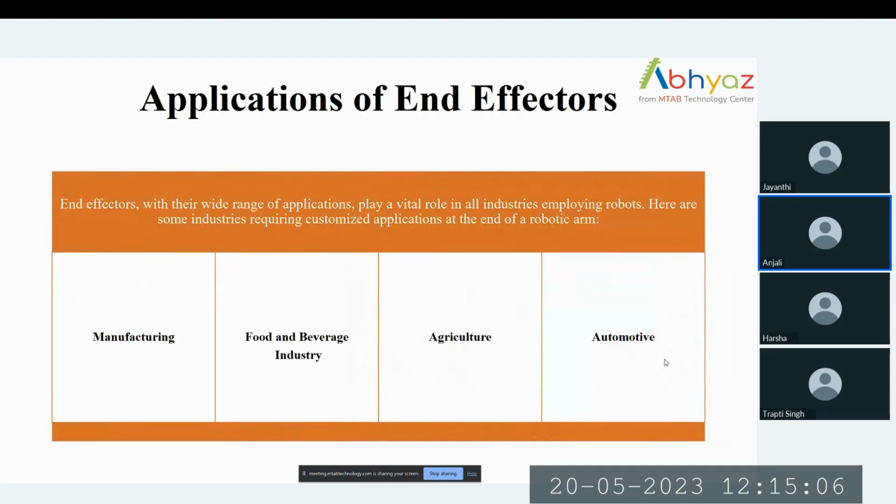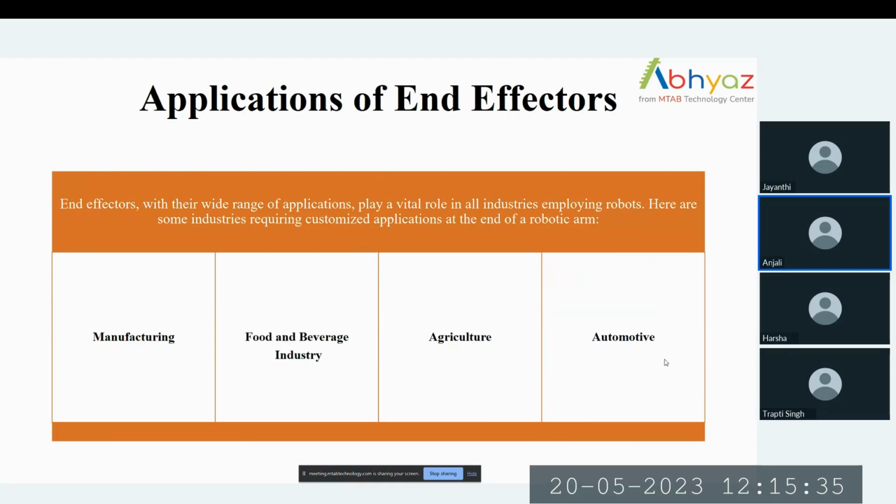The next thing is applications of end effectors. You can see that there is a wide range of applications of these end effectors, which play a vital role in all industries that employ robots. The first one is the manufacturing industry. It is used in manufacturing applications for pick and place tasks, and it increases productivity and efficiency. It is also used for welding operations and machine handling.